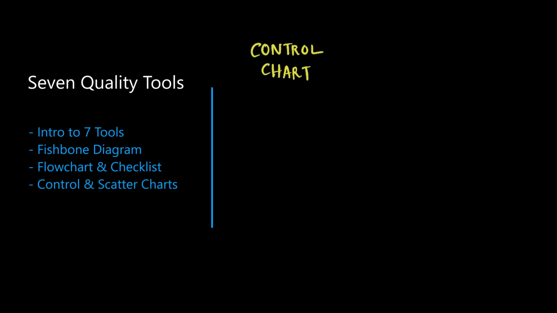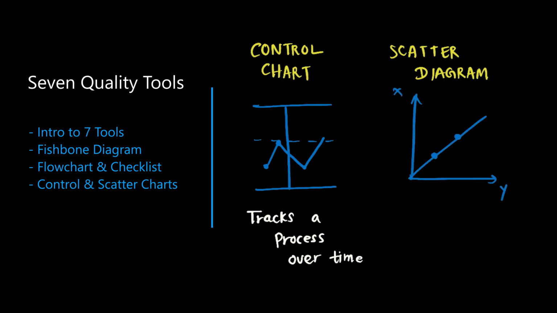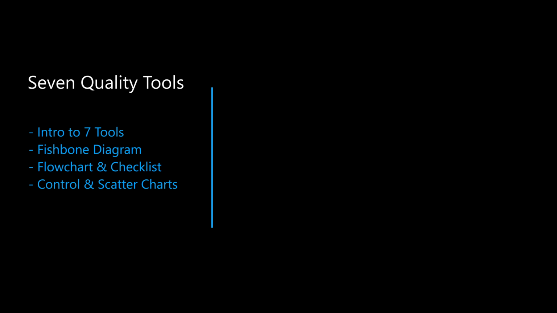We will discuss this in great detail soon, but for now, think of it as a process heart monitor. It tracks a process over time to see if it is stable and predictable. Fifth is the scatter diagram. This is a graph used to see if there is a relationship between 2 variables. For example, a factory manager might plot the humidity in the factory on one axis and the number of paint defects on the other axis to see if higher humidity is causing more defects.